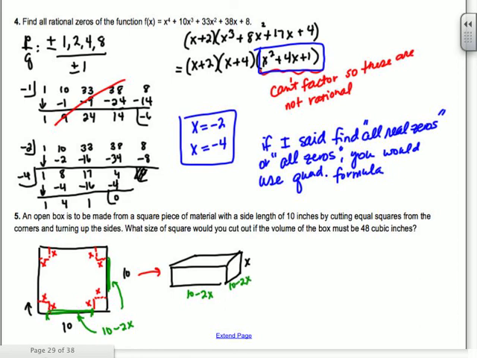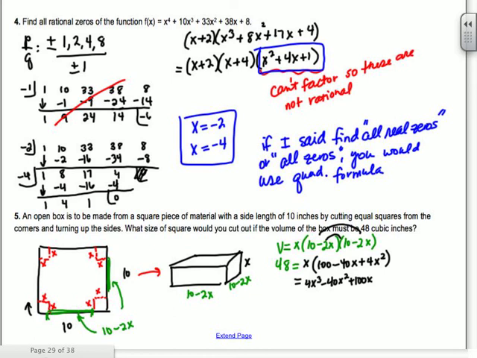So your volume is length times width times height, so it's x times 10 minus 2x times 10 minus 2x, and we want it to be 48. So I'm going to multiply it all out. When I FOIL the two binomials, I have 100. Your outer is negative 20x. Your inner is negative 20x. So you have minus 40x plus 4x squared. Distribute your x. I'm going to write it in descending power. So x times 4x squared makes 4x cubed. X times negative 40x makes negative 40x squared. X times 100 makes 100x. And I'm going to subtract my 48 over.